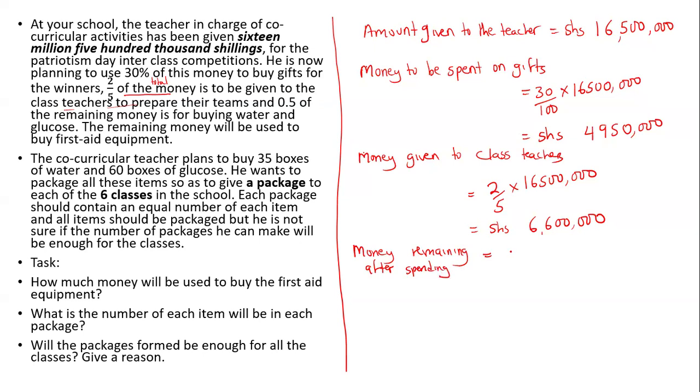So the total amount was 16,500,000 minus the 6,600,000 plus the 4,950,000. So how much is remaining? This one will give us shillings. This is 4,950,000. That is the amount remaining.